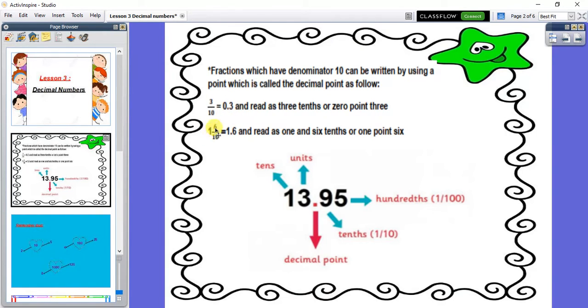If I have 1 and 6 over 10, I have a whole number, so it will be written as 1.6. I will read it as 1.6 or 1 and 6 tenths. If I say "and", after the "and" it will be the decimal part.